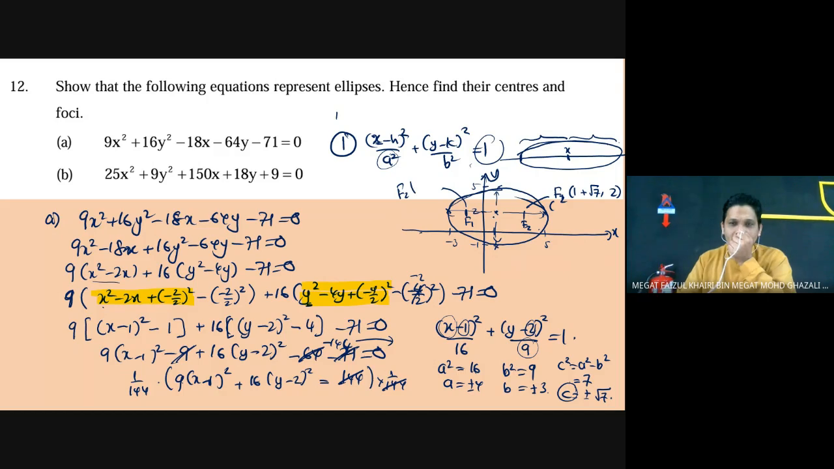F2 here is 1 minus square root of 7 with 2 to the left. Okay, so the coordinates of this are 1, negative 3 and 2, and this is 5 and 2. This is 1 and negative 1, and here is 5 and 1, and 5.